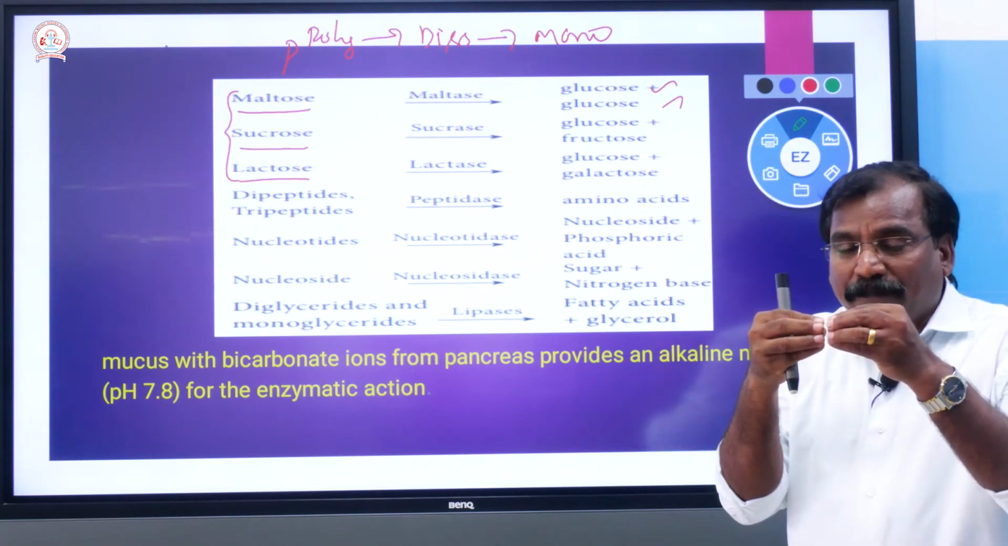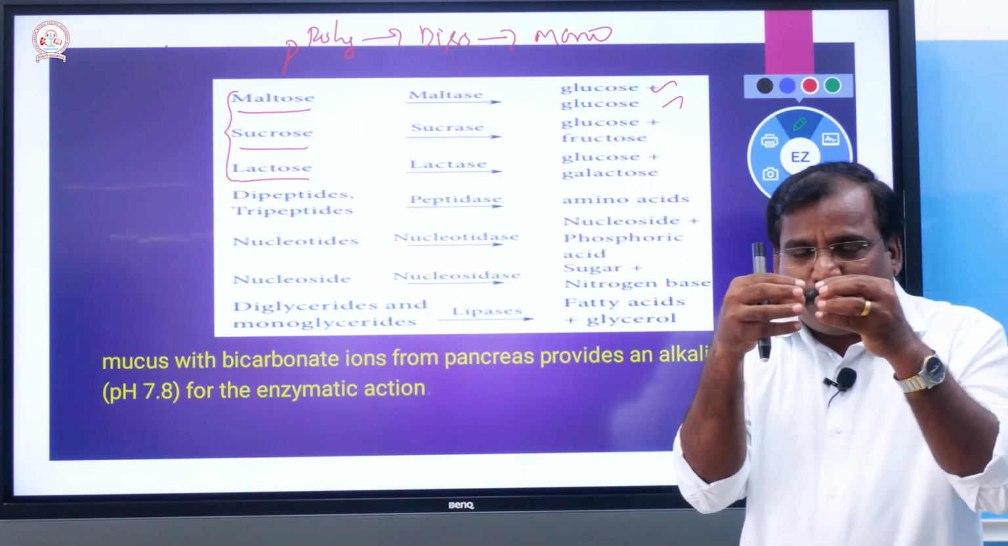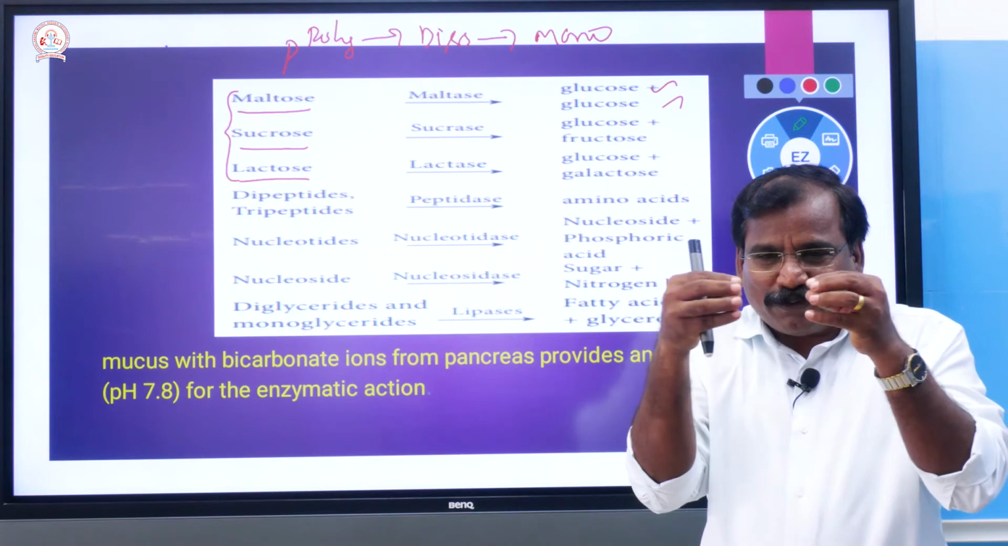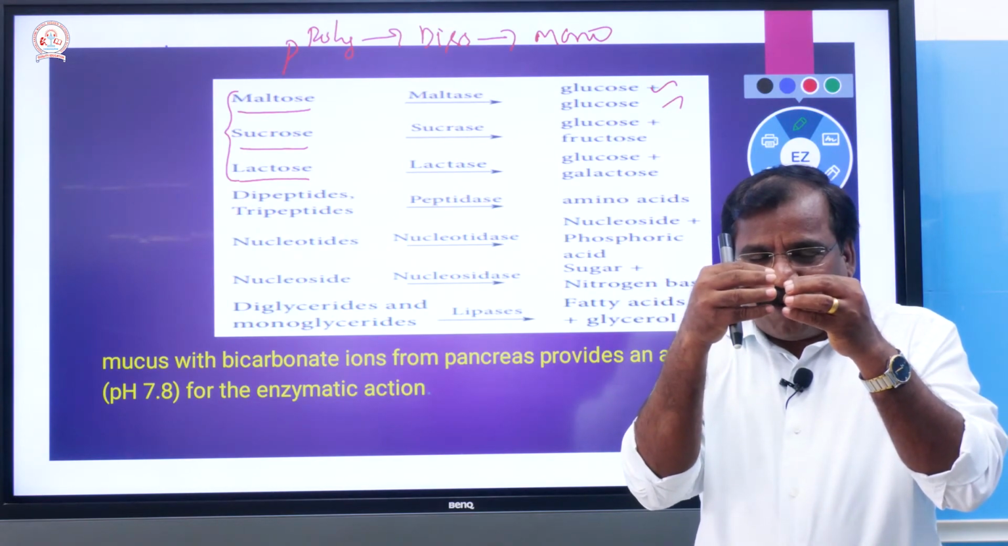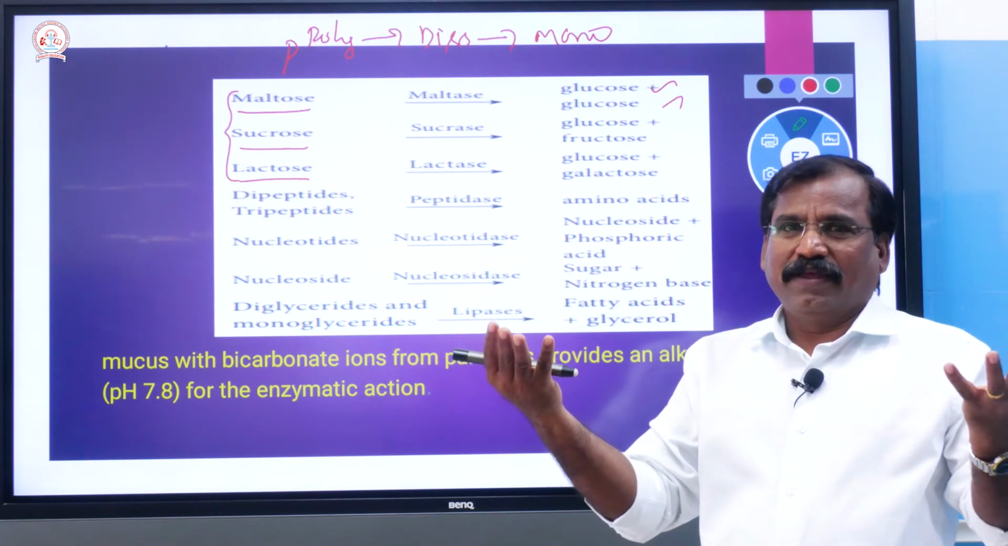Maltase breaks maltose into glucose plus glucose. That is, the disaccharide maltose contains two glucose units. So maltose is digested into glucose plus glucose.